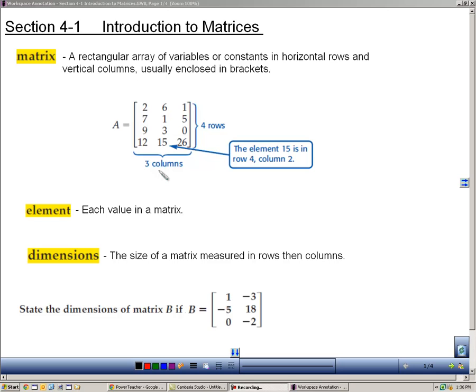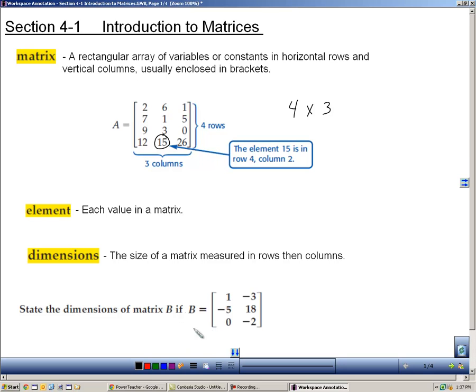A couple things about this matrix: it has 3 columns, 1, 2, 3, and it has 4 rows. Every element in the matrix can be described using its row and its column. So the number 15 here is in the 4th row, 2nd column. The word element is used to describe each number in this matrix, and we say a matrix has a certain dimension, and it's measured by its rows and its columns. This one over here is 4 rows by 3 columns.